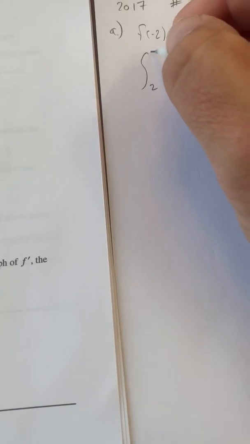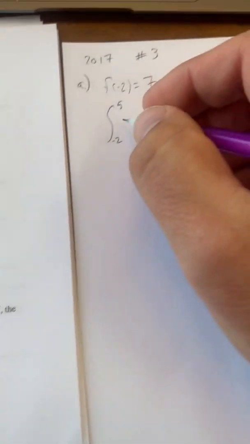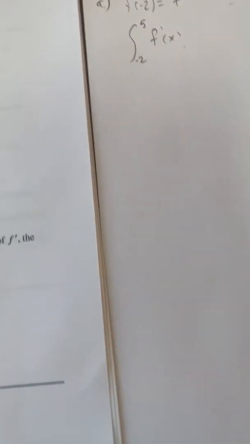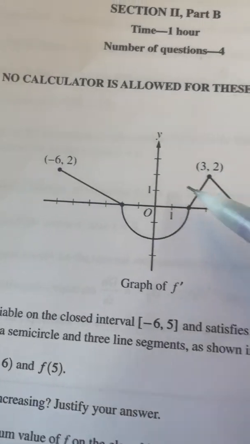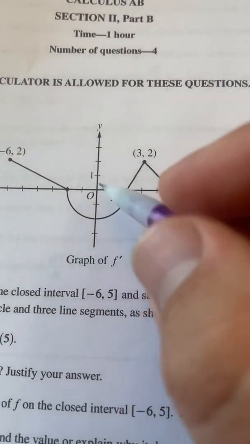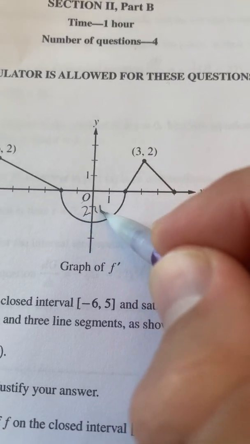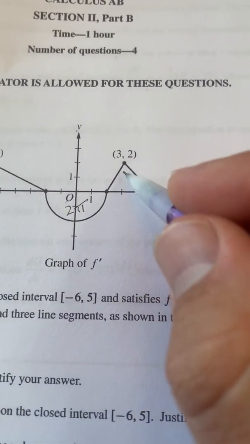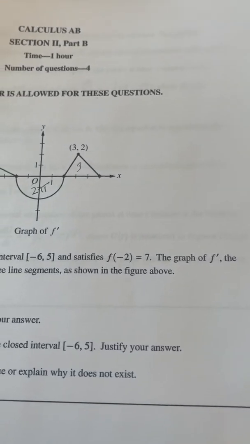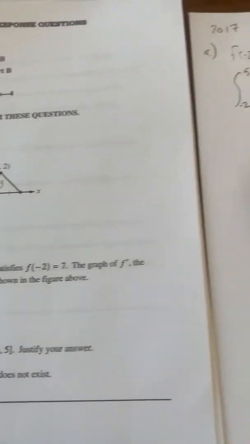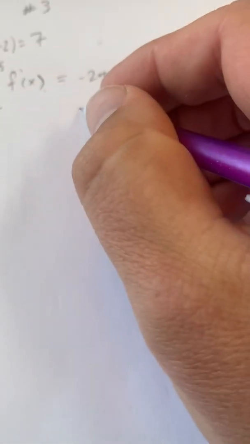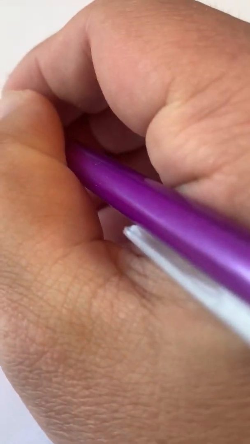So I'm going to do the integral from -2 to 5 of f prime of x. So I'm counting this area. This is a circle with radius 2, so that'd be 4 pi, except this is going to be half of that, so that's a 2 pi. This is a 3 by 2, so area of 3. So that area is equal to -2 pi plus 3. We're going to add that to 7, so I get 10 minus 2 pi. So f of 5 is going to equal 10 minus 2 pi.